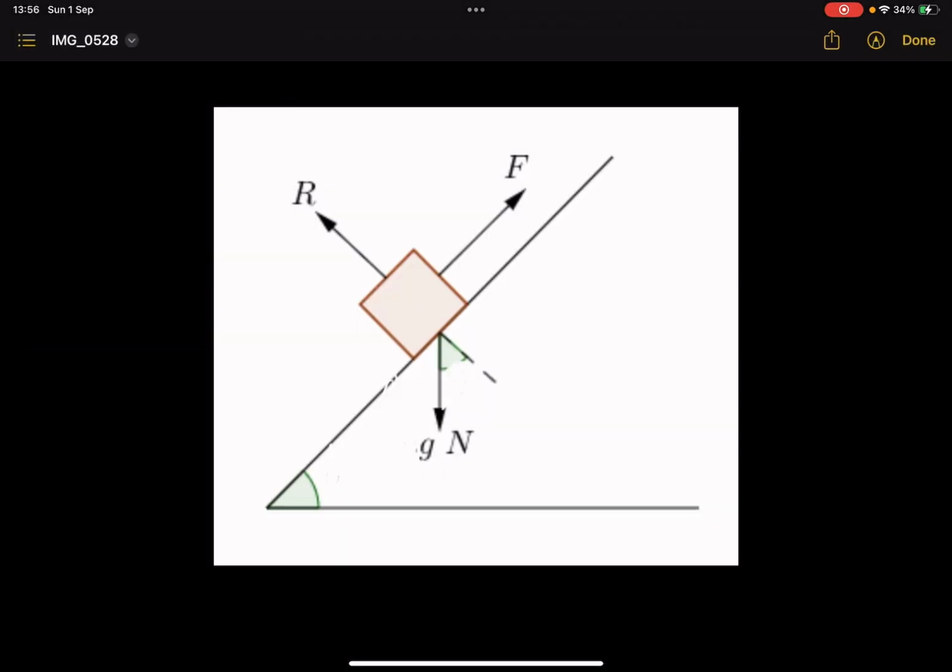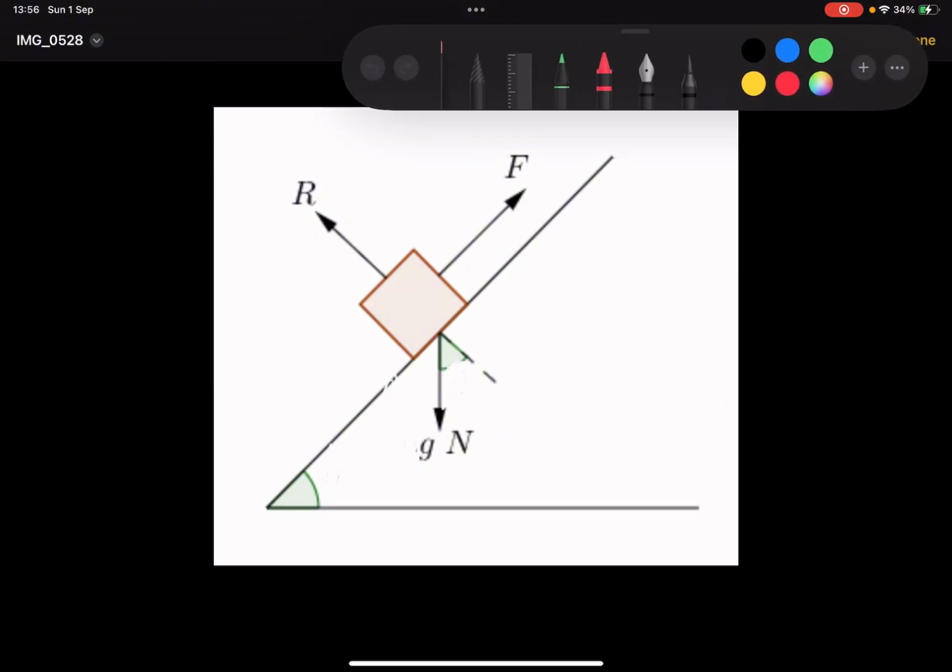Okay, let's write that. So now this is 0.8. Take every value and name it. Name the mass M. The weight value, name it N. And keep the angle as theta.